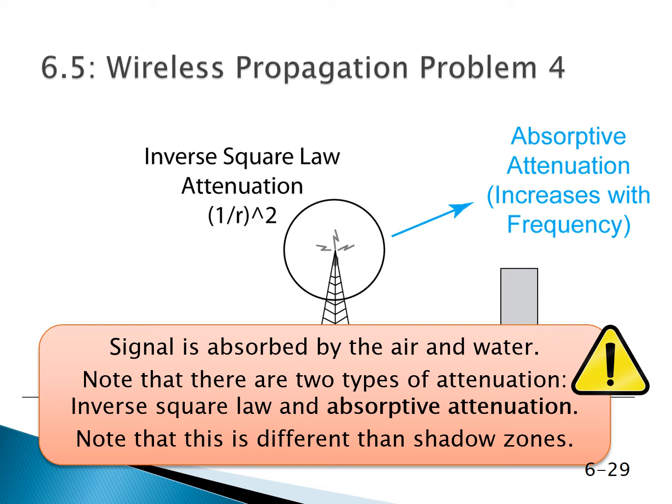So that means you have some other media, air, water. Of course, if it's a wall, then it will be worse. But even air and water will absorb some of your signal. So this is another type of attenuation. Just note that there are two types of attenuation. One is the inverse square law attenuation, and the other is what we call absorptive attenuation, which is just absorption by air and water.